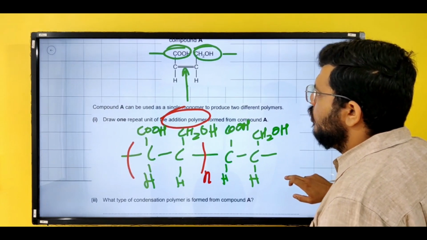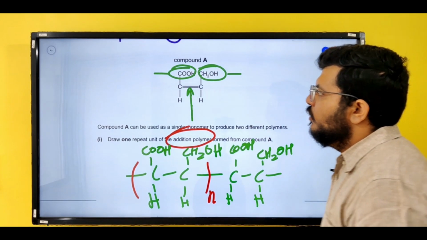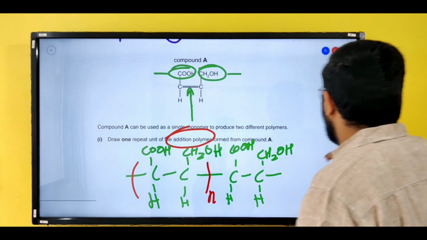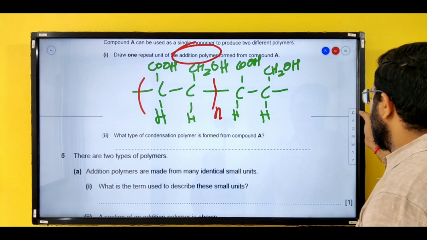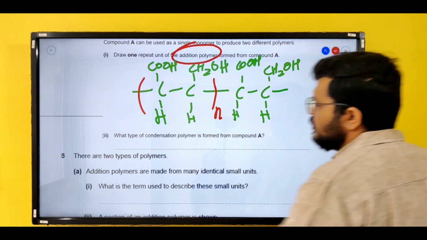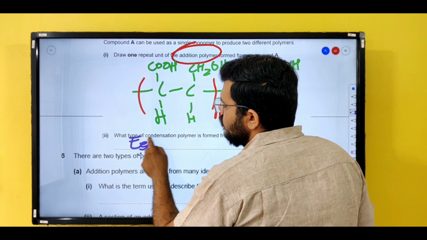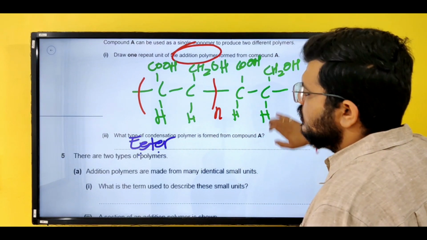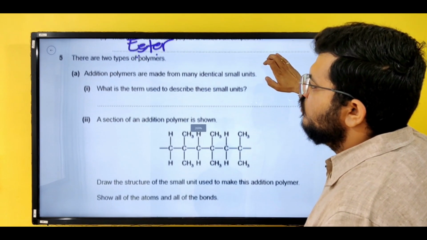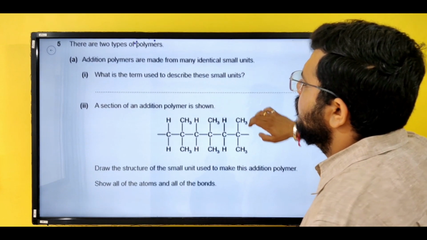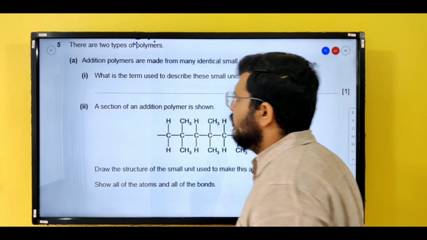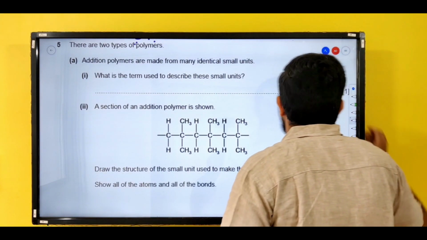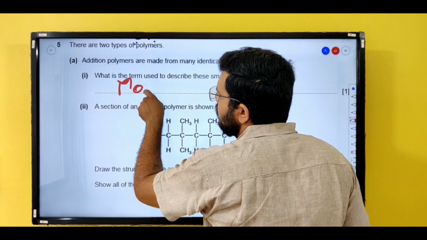Next, what type of condensation polymer is formed from compound A? If you form a condensation polymer, what will form? The compound A itself has a carboxylic acid and an alcohol group. So the condensation polymer is going to be ester, right? Next question. There are two types of polymers, right? Addition polymers are made from many identical small units. What is the term used to describe these small units? It's easy. They are known as monomers, right?